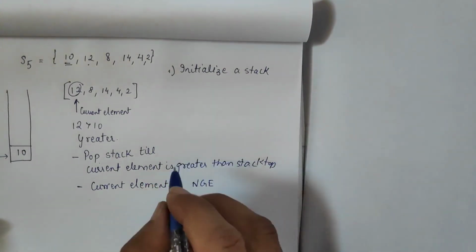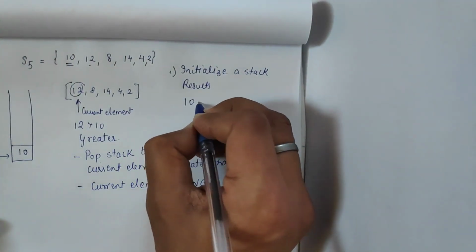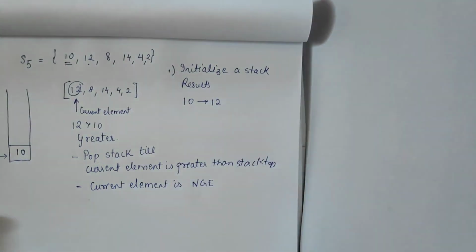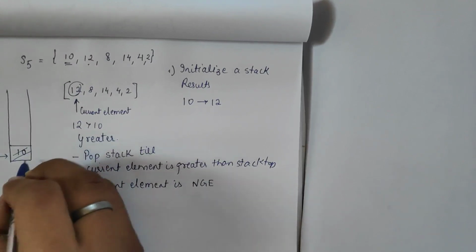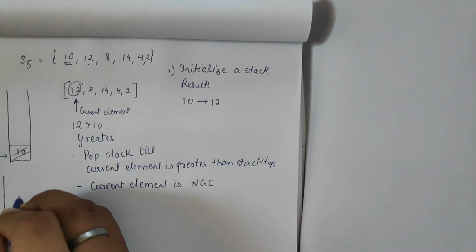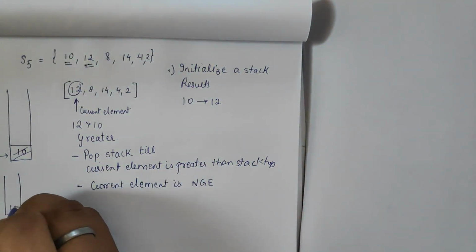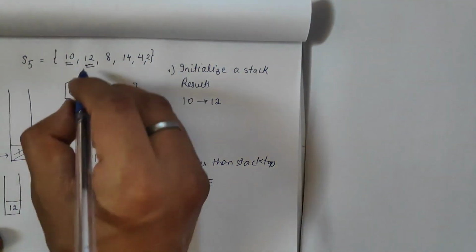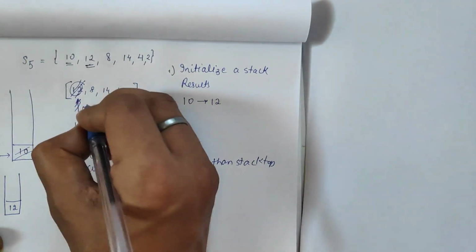So what happens in our first case? These are our results. For 10, the result is 12. Since 10 is popped from the stack, the stack is empty. Now we go to the second element. Now we push 12 onto the stack. Since 12 is in the stack, our current element will be 8.